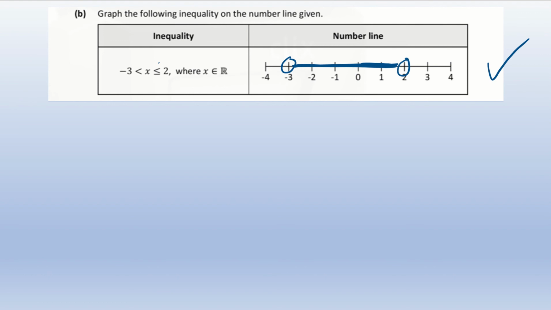And then just check on your inequalities. If it's just -3 is less than x, then you're leaving this circle here as it is. If it is x is less than or equal to 2, then you're coloring in this one here.